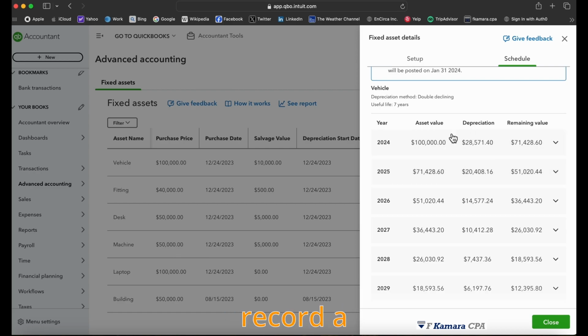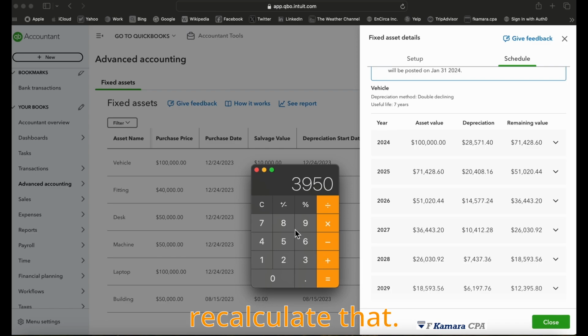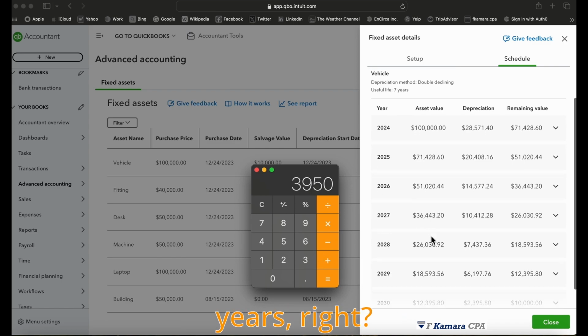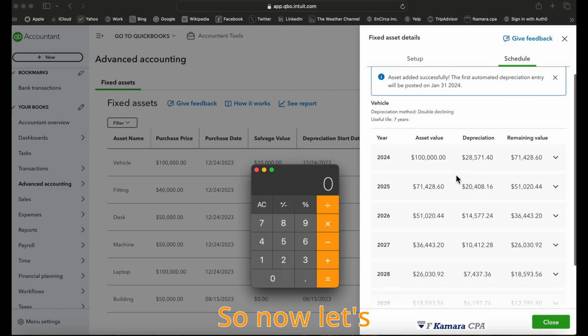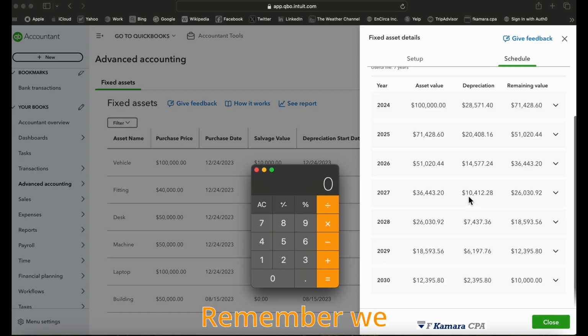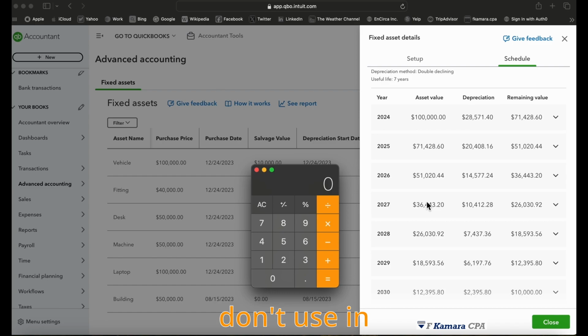But if you want to record a depreciation for this month, you can still use a journal entry to post it. So now let's see, the total depreciation is 28,571. Okay, now let's just use the trusty calculator here to recalculate that. Remember, we use the 7 years useful life. So now let's calculate our first depreciation. Remember, we also have a salvage value of 10,000, which we don't use in our calculation.